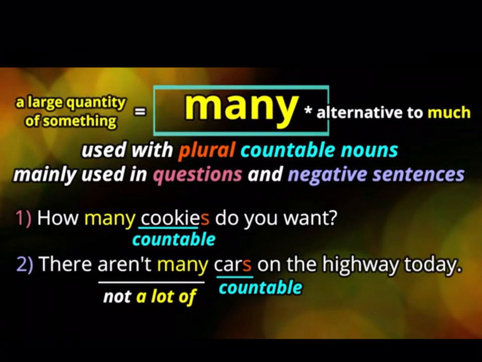The second example, there aren't many cars on the highway today. Many means a large quantity. So if we say there aren't many, we mean there are not a lot of cars on the highway, and cars, as we know, is a countable noun.